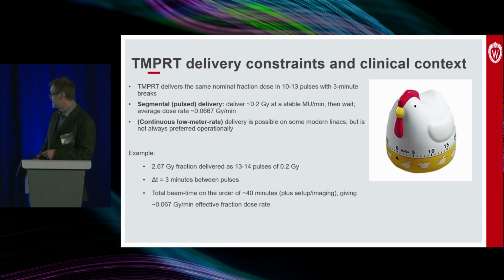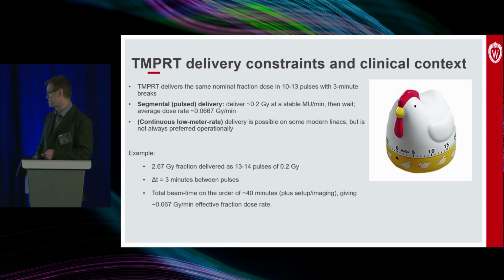So how do you deliver temporally modulated pulsed radiotherapy? Well, it's the same total dose, but you break it up into 3-minute intervals. So you deliver about 0.2 gray over a 3-minute interval. And what that does is it gives you an effective dose rate of about 6.67 centigray per minute.